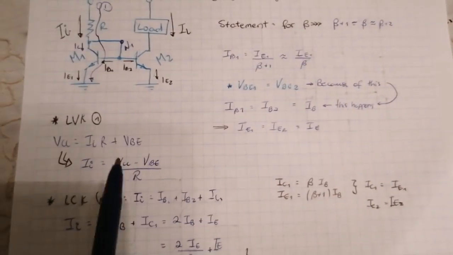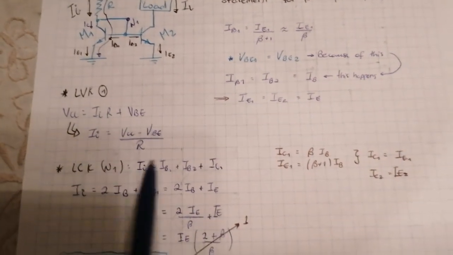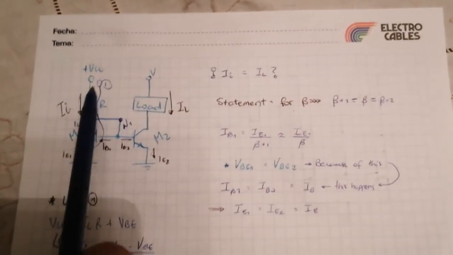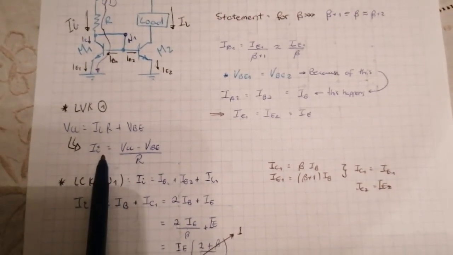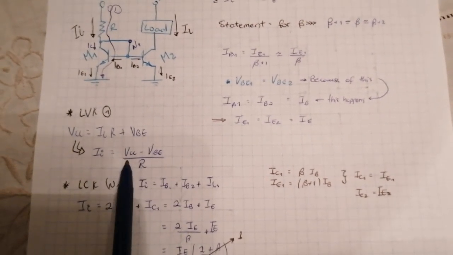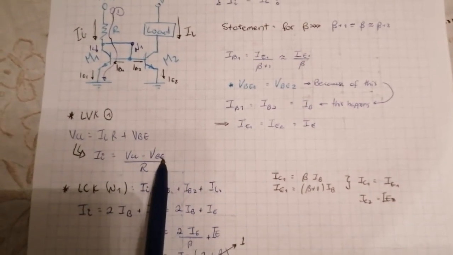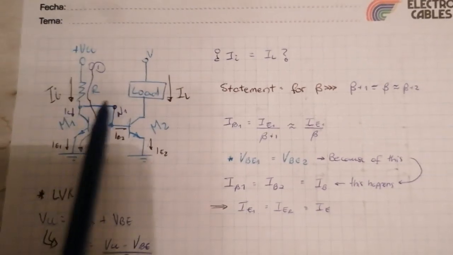To make this analysis, we're going to apply Kirchhoff's voltage law here, as we can see right here, and we're going to have that the entrance current is set by the supply voltage, the base-emitter voltage, and the resistor at the entrance right here.